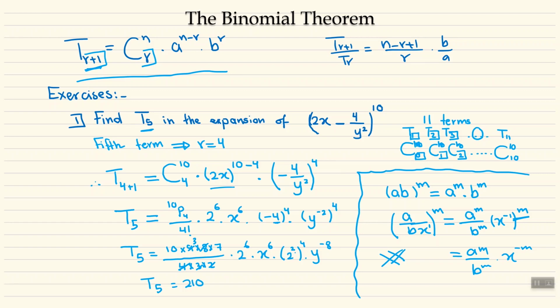This here is 2 to the power of 8 because you multiply the powers. 2 times 4 is 8. So 2 to the power of 8. And this here is 2 to the power of 6. And they are multiplied. And in multiplication, we add the powers. So 2 to the power of 6 times 2 to the power of 8. We add the powers. It's going to be 6 plus 8, which is 2 to the power of 14. So this is times 2 to the power of 14, x to the power of 6, y to the power of minus 8. This is going to be the fifth term. And this is what they want in this question.